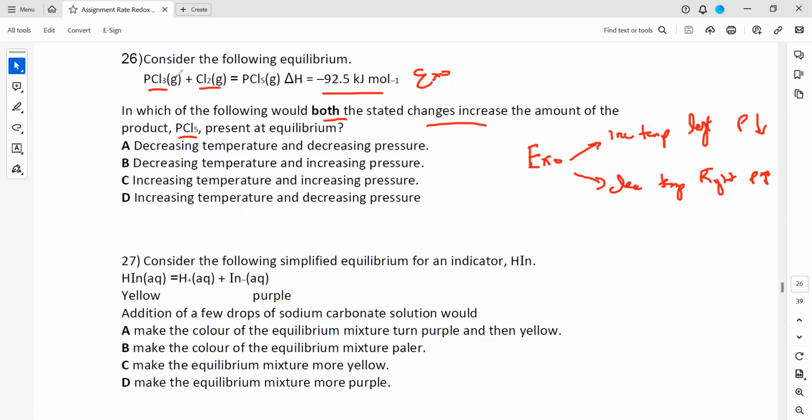And what about the pressure? When we check, we have 1 mole of a gas here and 1 mole, so a total of 2 moles, and a total of 1 mole. So we want the equilibrium to shift towards the right hand side. So we should increase the pressure, because whenever we increase the pressure, it will shift towards the side with fewer moles of gas. So we should prefer, because the fewer moles are on the right hand side, increasing pressure and decreasing temperature. So decreasing temperature and increasing the pressure will increase the amount of product, or shift the equilibrium towards the right hand side.